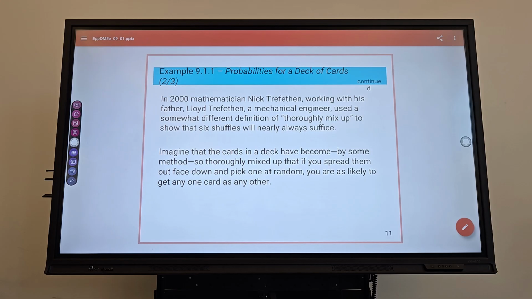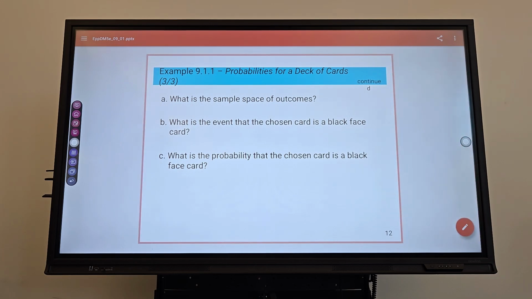Imagine that the cards in the deck have become, by some method, so thoroughly mixed up that if you spread them out face down and pick one at random, you're as likely to get any one card as any other. What is the sample space of outcomes? How many possible outcomes are there? What is the event that the chosen card is a black face card? What is the probability that the chosen card is a black face card?